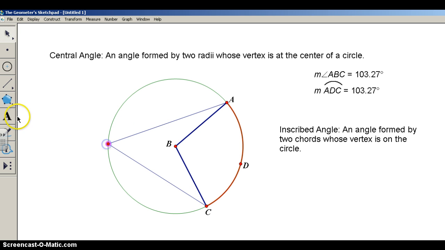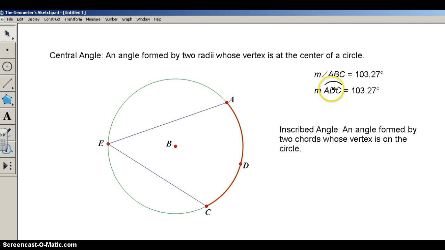So let's name this point. Let's call that point E. So the two chords intersected at point E, creating what we call this inscribed angle. Now, if I hide my radii so they're not in the way, you can see what an inscribed angle looks like. Just the two chords, and it also intercepts an arc. So if you trace out the angle, you would see that it still has endpoints A and C on the circle. That creates an intercepted arc.